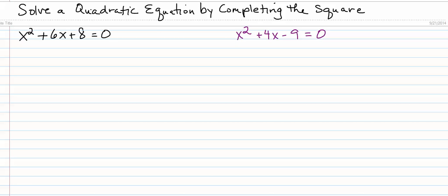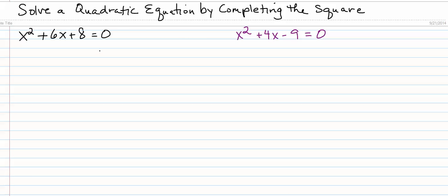Switch from factoring quadratic equations to solving quadratic equations. There are 5 possible ways to solve a quadratic equation. And the first one that we're going to use is called completing the square.